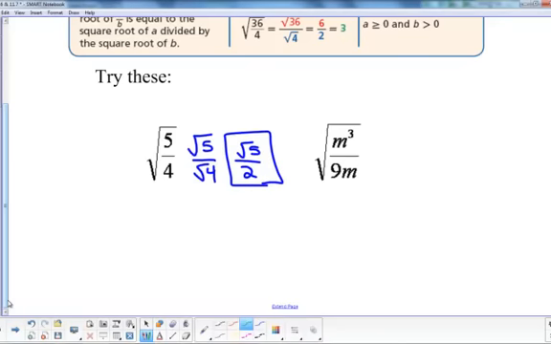In this one, before you go dividing, or square rooting, you can divide. M cubed over m is m squared. We're canceling one of the m's out. So this is really the square root of m squared over the square root of 9, which is m over 3.